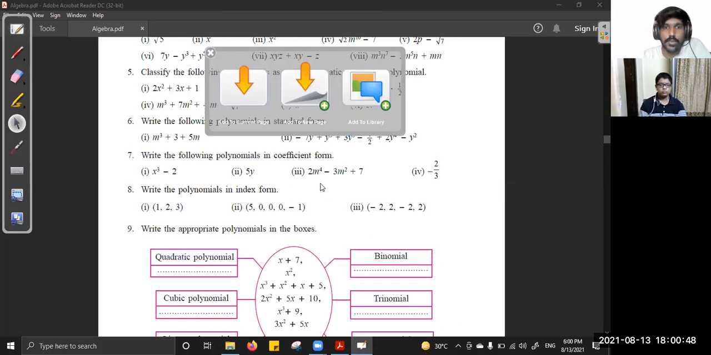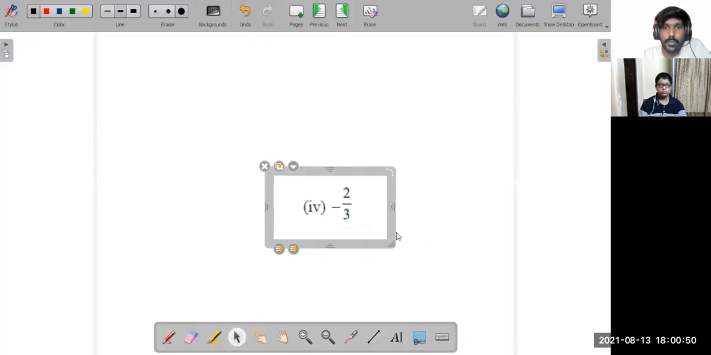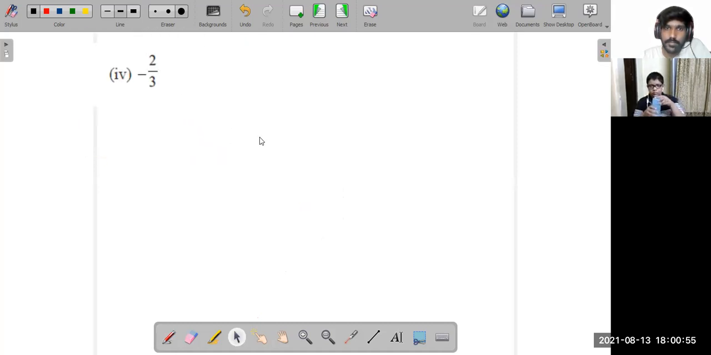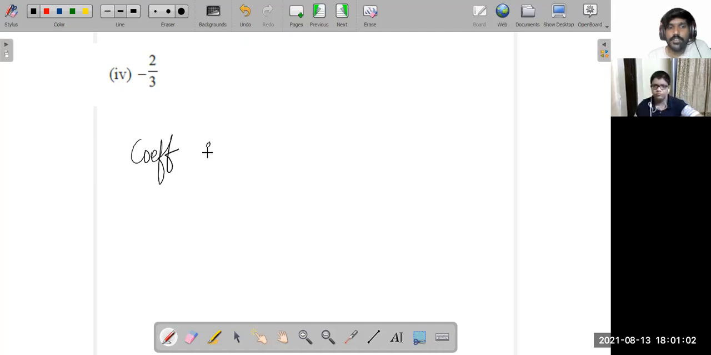And the last one, minus 2 upon 3. This is easy. There is just a constant term. So it will be minus 2 upon 3. Yes, just minus 2 upon 3. That's it.